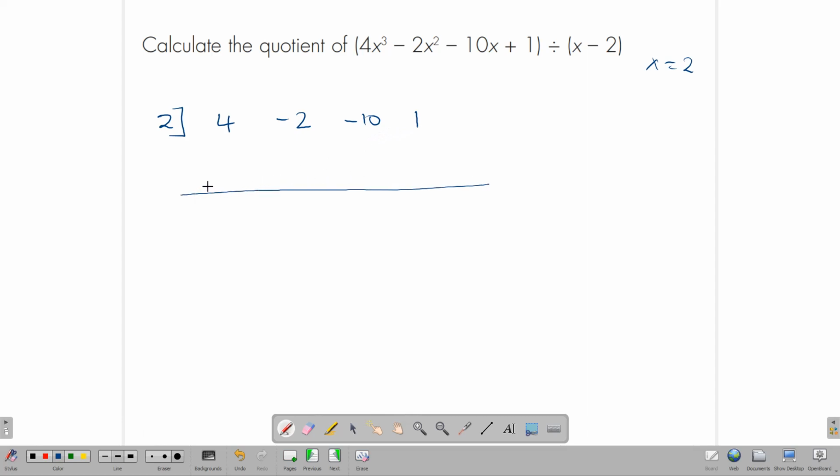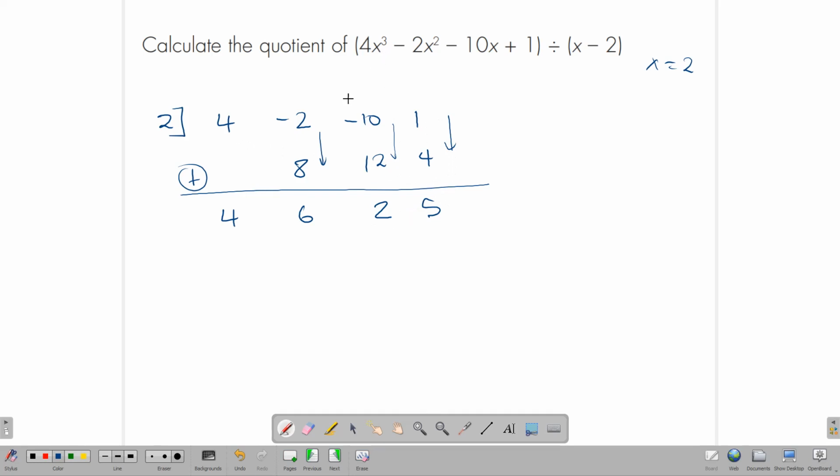Let's draw our line. Now, for this 4, we can go ahead and write back this 4 here. And then we're going to multiply now 2 times this 4. So 2 times 4 gives us 8. Now we're going to add here 8 plus -2 gives us 6. 2 6s are 12. We're going to put that 12 here and add 12 plus -10. 12 plus -10 gives us a positive 2. 2 2s are 4. And we write that 4 here. 4 plus 1, we add that. And we get 5.